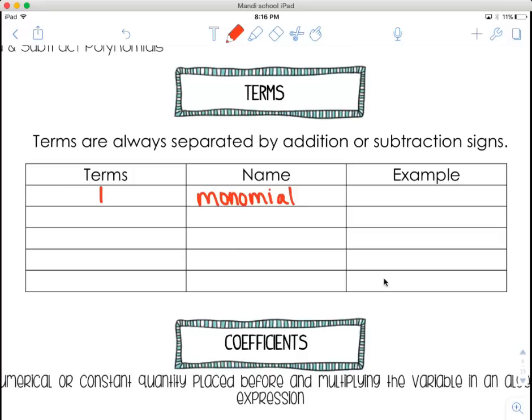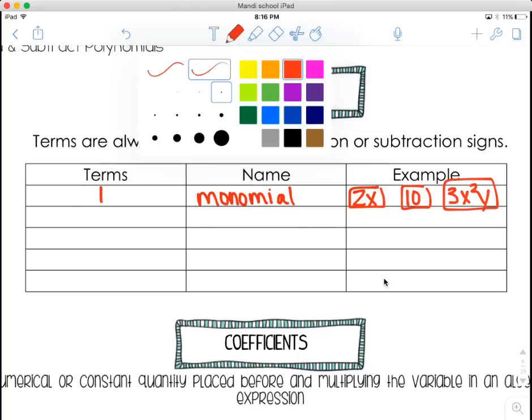An example of that would be 2x, or you could have just a number. That's a monomial. Or you could have a crazy combination of stuff like 3x squared y. Still a monomial, still only one term.